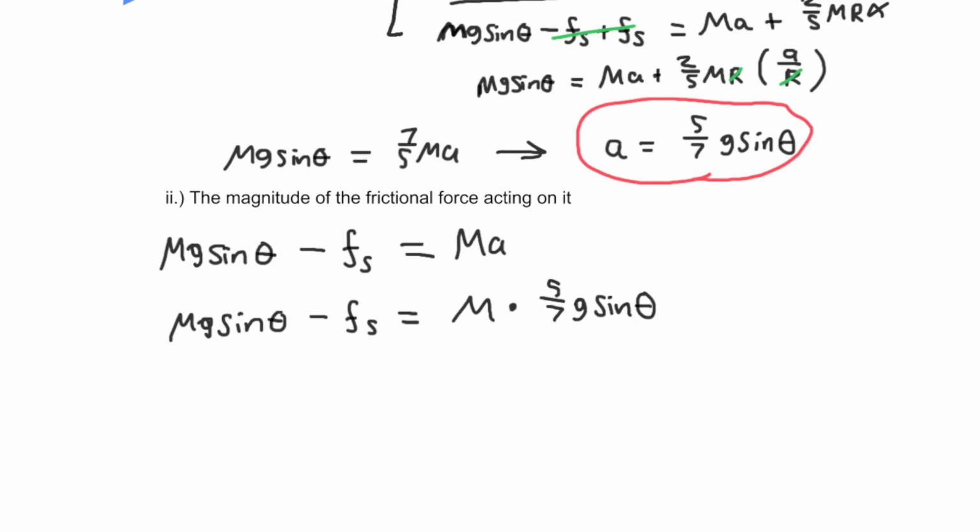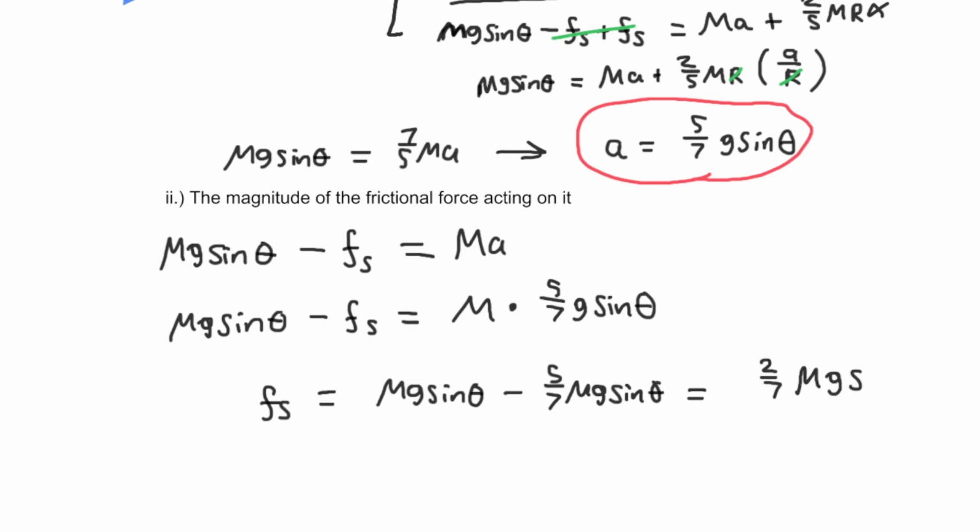So we get static friction force is just going to be equal to mg sine theta minus 5/7 mg sine theta, which is equal to 2/7 mg sine theta. And notice this, of course, has units of force.